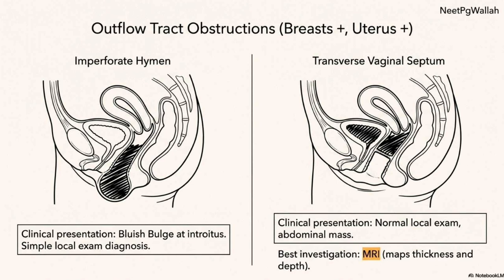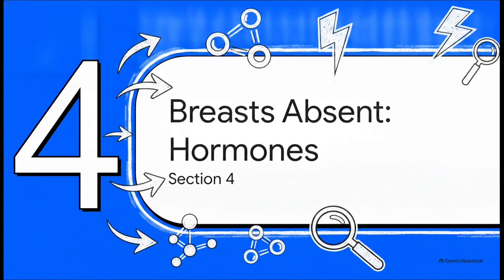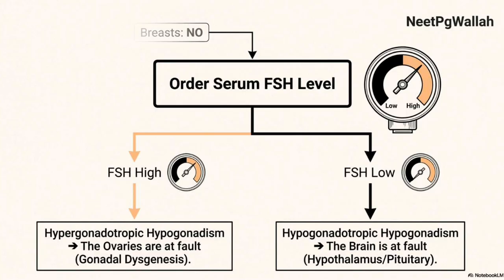Let's start a whole new path in section 4, breasts absent, hormone hunt. So, if our patient has no breast development, we instantly know she's estrogen deficient. Now it's time to order a serum FSH level. This is the exact gauge that tells us who to blame. If the FSH comes back high, it means the brain is shouting, but the ovaries are deaf.